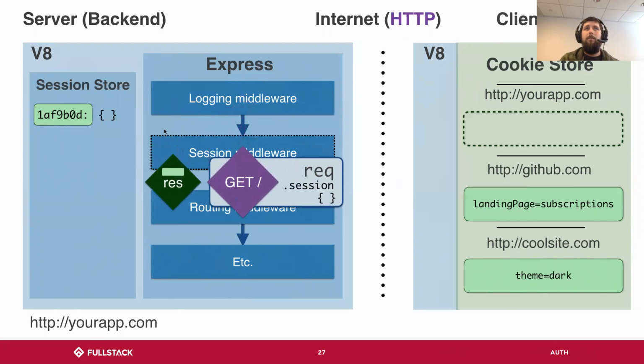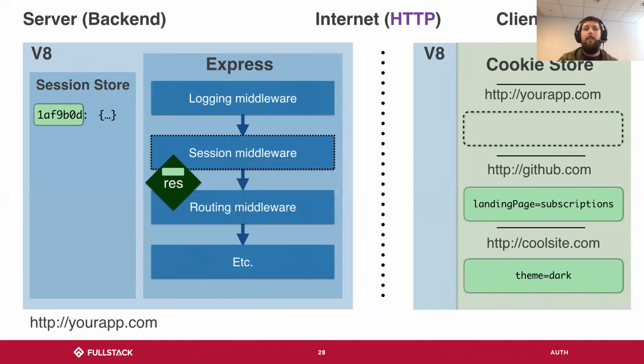Our request will continue to go through our routing middleware, and we might attach stuff to req.session so that those get stored away here in our session store. Then eventually we're going to get to the end of the line, and our Express server is going to make a response, which contains that little cookie header that we got.